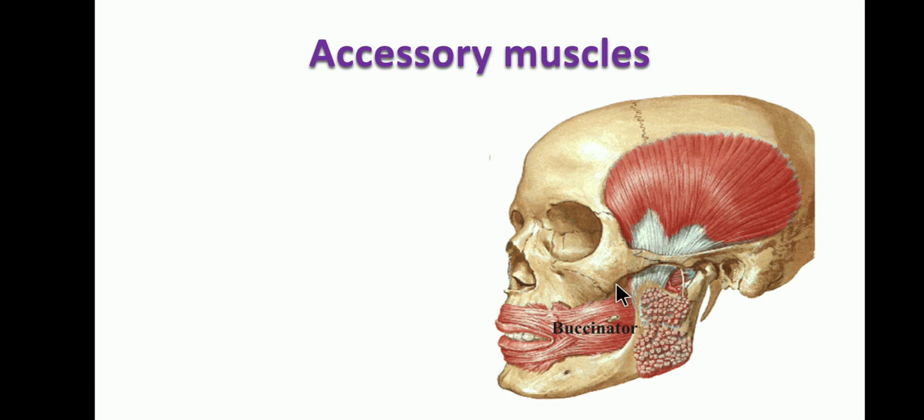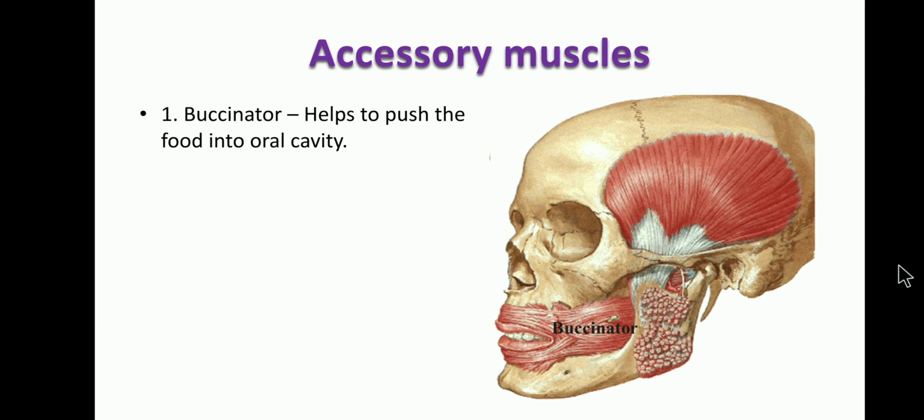mandible. One more muscle, the buccinator muscle, should definitely be considered under the muscles of mastication because it helps to push the food into your oral cavity. Whatever food is accumulated in the vestibule of the mouth is pushed into the oral cavity through the contraction of this muscle. Otherwise, if this muscle is paralyzed, it leads to accumulation of food in the vestibule of the mouth.